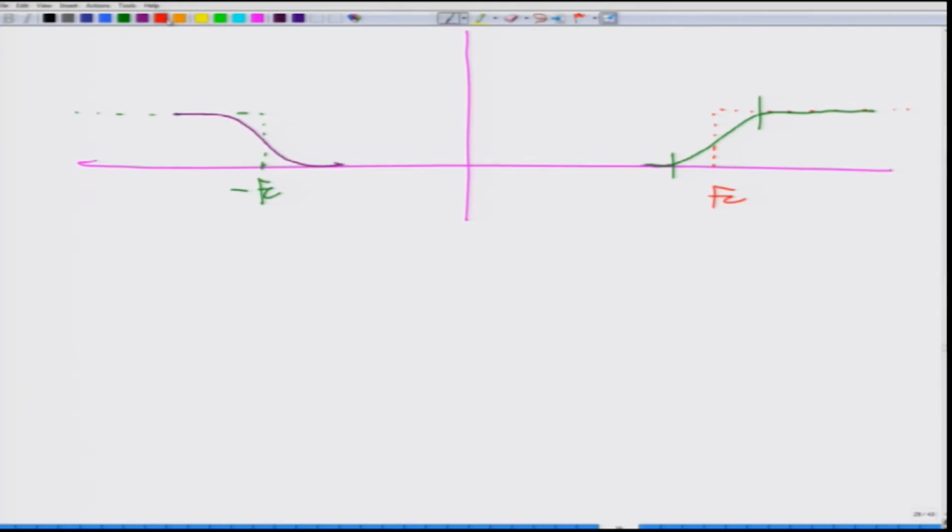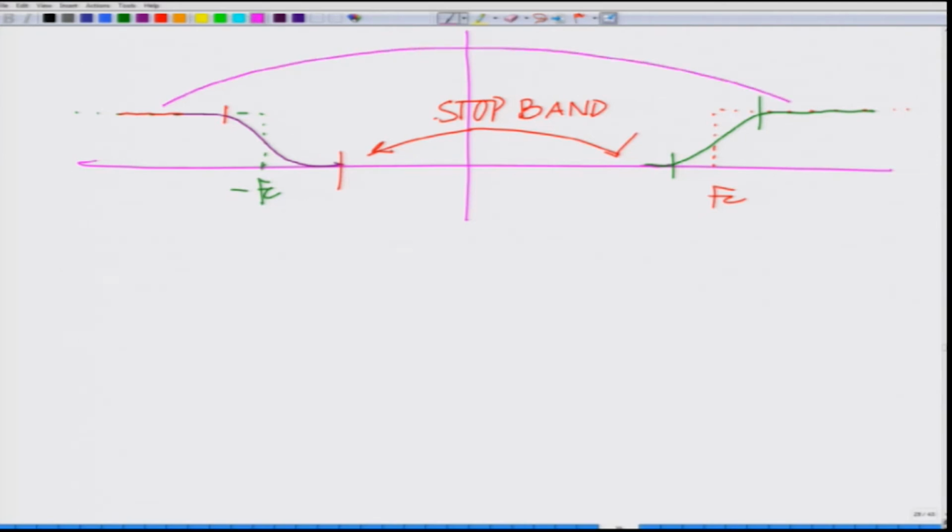So this is your stop band, this whole area is your stop band where attenuation is 0 or very low. This area, which is basically from here to here, is your pass band where the attenuation is equal to 1.